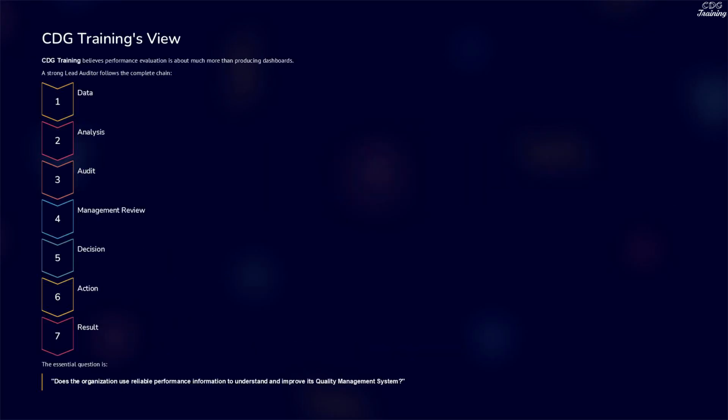CDG training emphasizes that performance evaluation is more than just producing dashboards. A strong lead auditor follows a complete cycle: data, analysis, audit, management review, decision, action, and result. The essential question is whether the organization uses reliable performance information to improve the quality management system.